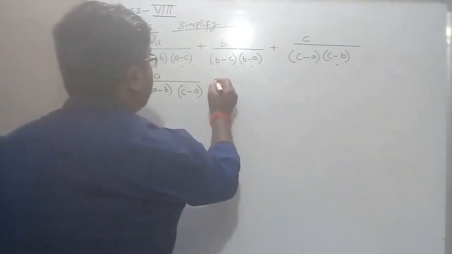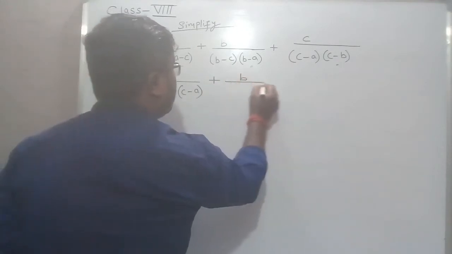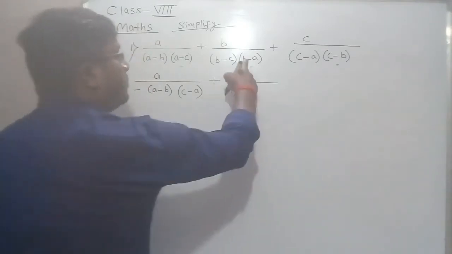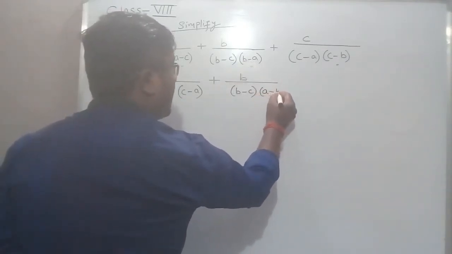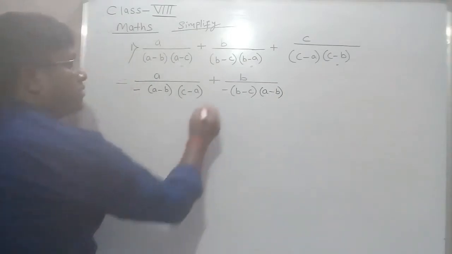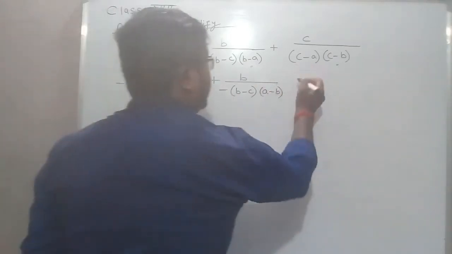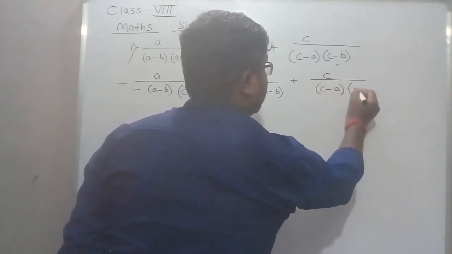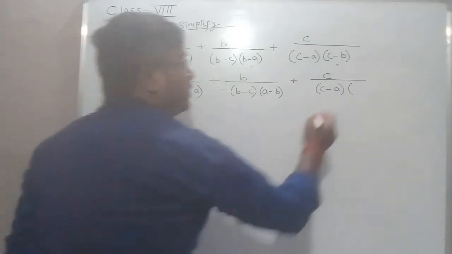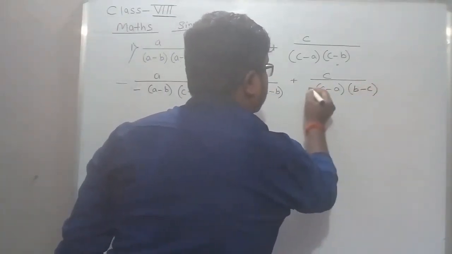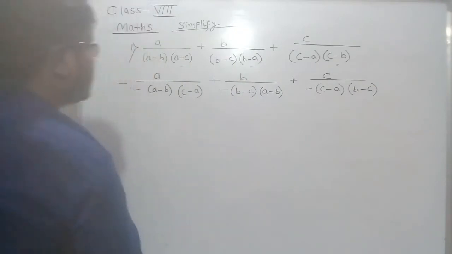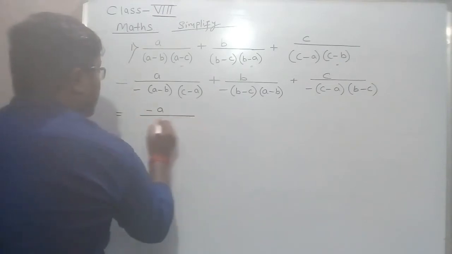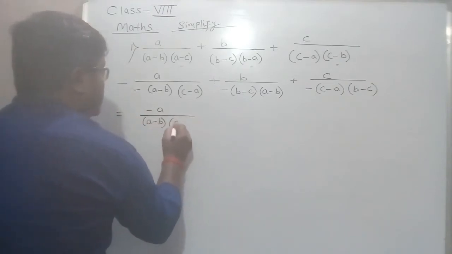Similarly here, plus B upon, now here we need to change this. So B minus C I am writing as it is. B minus A, what do I need to do here? A minus B, I need to take minus as common. So I have taken minus common here. Similarly here plus C upon C minus A is okay. C minus B, we need to make it B minus C. So minus common.